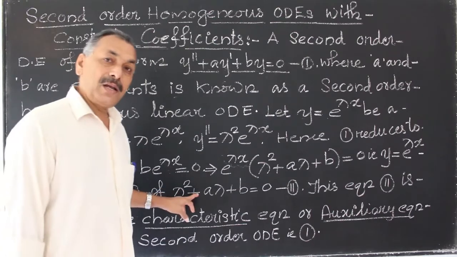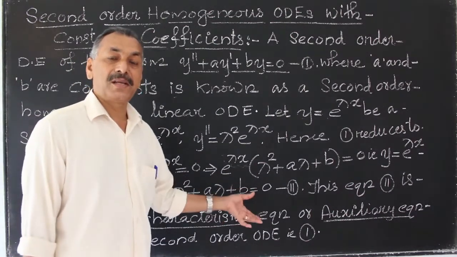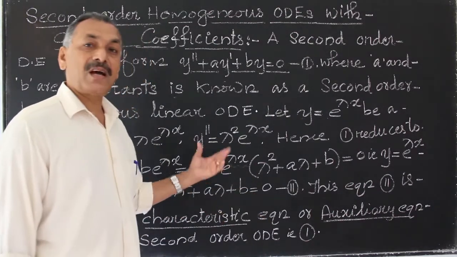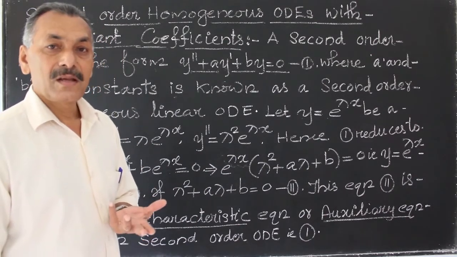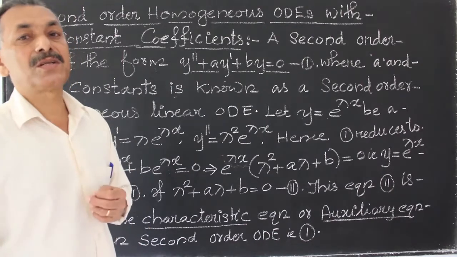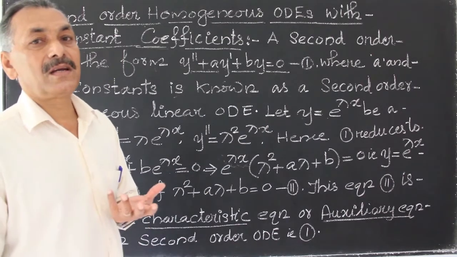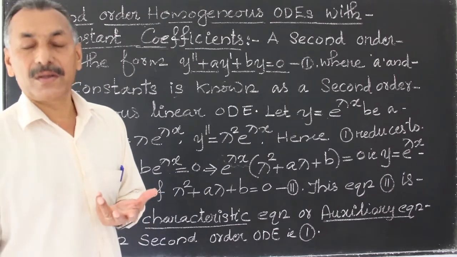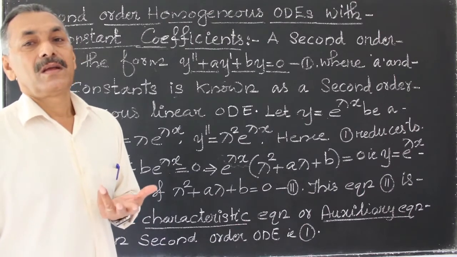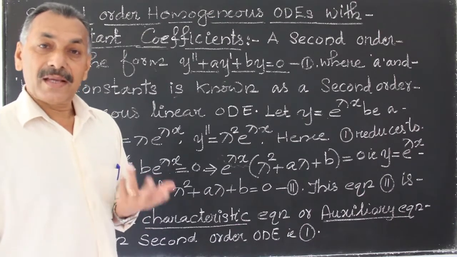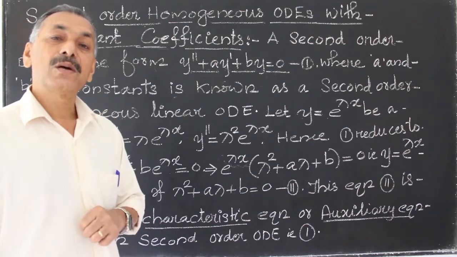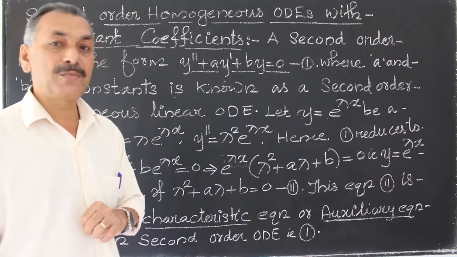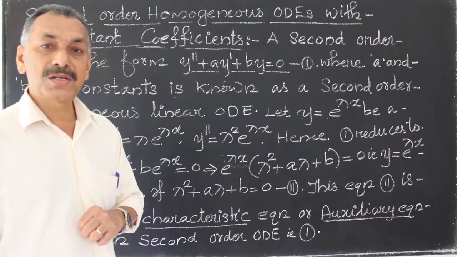That is, lambda satisfies a second degree equation. Lambda square plus a lambda plus b is equal to 0 is a second degree equation in lambda, like ax square plus bx plus c is equal to 0. What is the solution? If ax square plus bx plus c is equal to 0, then x is equal to minus b plus or minus root of b square minus 4ac by 2a.